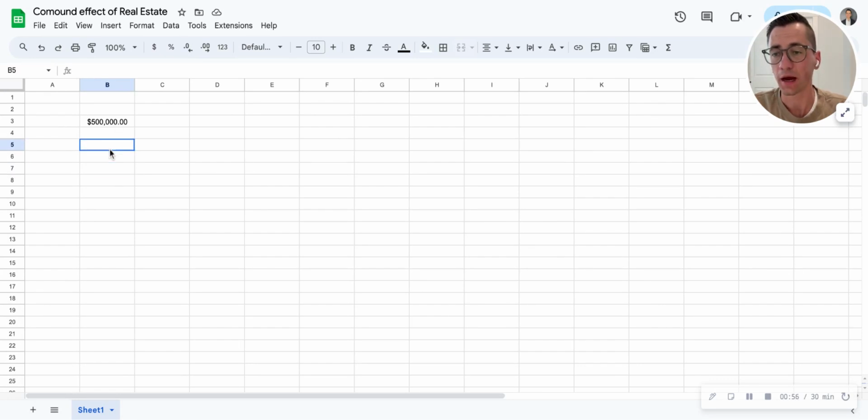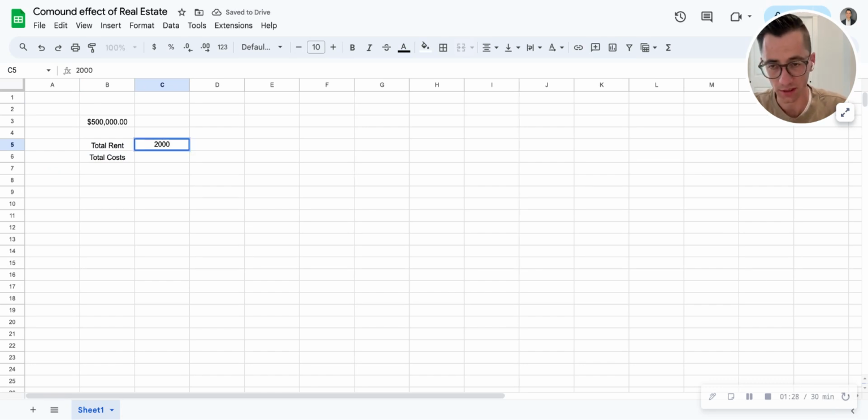So first you have to have your monthly expenses and your profit. Your monthly profit, how to calculate that is you take your total costs and your total rent, and you subtract. So let's say, and we're going to move these around. Just to keep it simple, let's say your total rent you're charging is $2,000, okay? And your total costs are $1,000, okay?